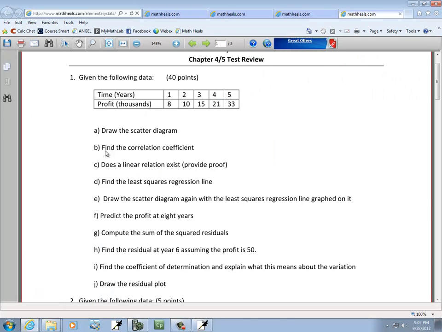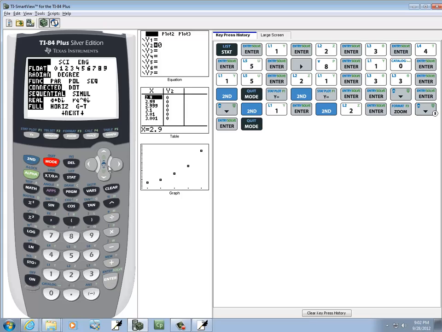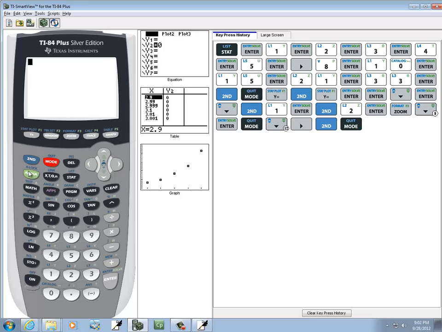Now part B, find a correlation coefficient. Your diagnostics has to be on. If you got one of the newer T84s, if you press mode and go down, you can turn the stat diagnostics on right here. See where it says off and on? You just down arrow to that row, and then you put right arrow over, put your flashing cursor on the on, and press the enter button one time. And then second mode, exit out whenever you're done with that.